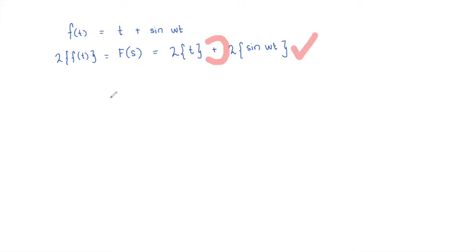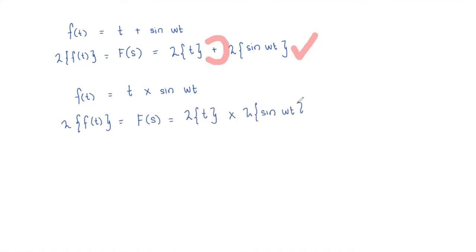On the contrary, if you've been given another function, f(t) equivalent to t multiplied with sine omega t, because of the multiplication that connects the two components, you can't simply derive the Laplace transform of this function by taking the Laplace transform of individual components. This is simply wrong. So, how do we derive the Laplace transform of t sine omega t? We can do this by basically trying to get the derivatives of the function itself.